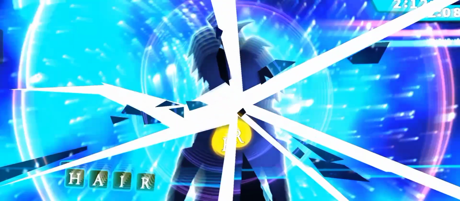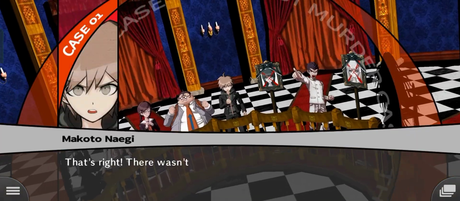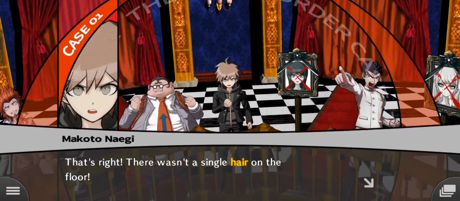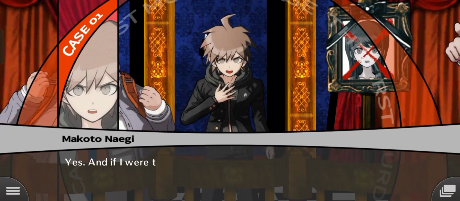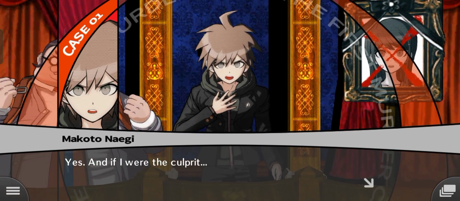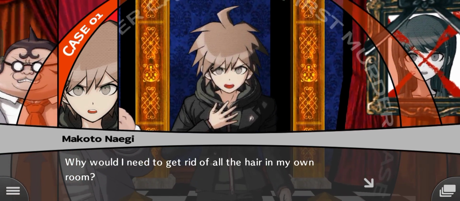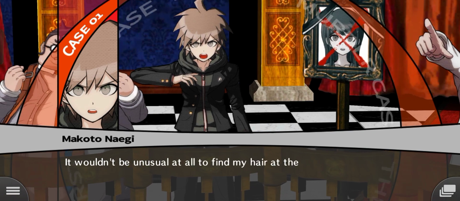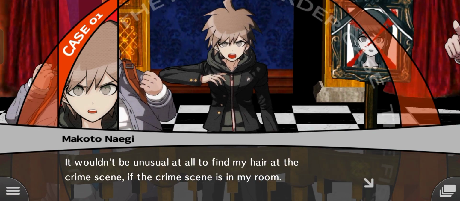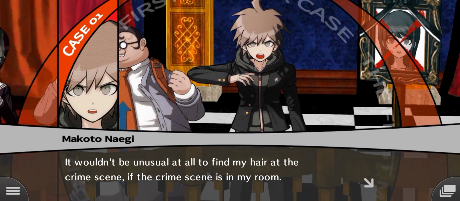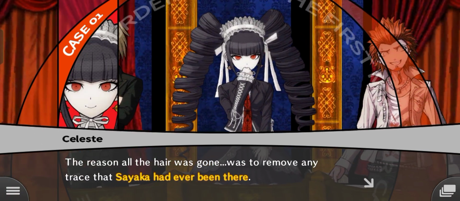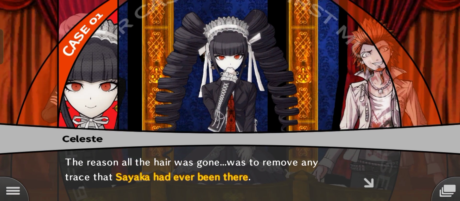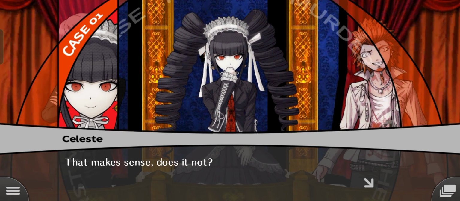Now I understand! That's right! There wasn't a single hair on the floor! So, the culprit removed some evidence? Yes, and if I were the culprit, why would I need to get rid of all the hair in my own room? It wouldn't be unusual at all to find my hair at the crime scene if the crime scene is in my room. The reason all the hair was gone was to remove any trace that Sayaka had ever been there. That makes sense, does it not?